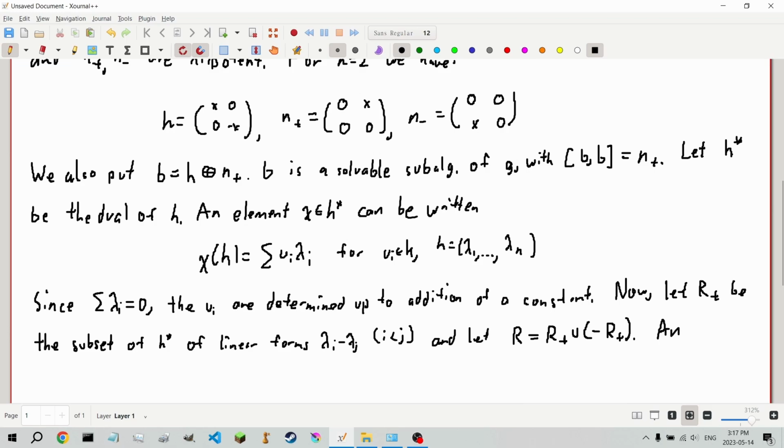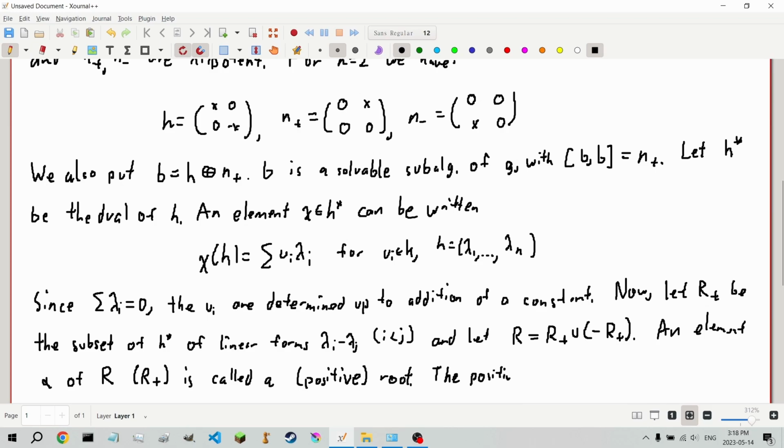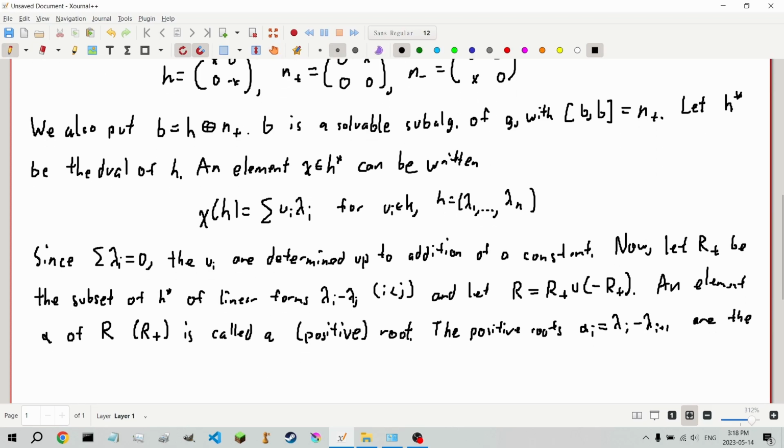So an element alpha of R, or respectively R positive, is called a root. If it's in R positive, it's a positive root, but it is in general a root. The positive roots alpha_i equal to lambda_i minus lambda_{i+1}, the difference between successive roots, are called the fundamental roots.